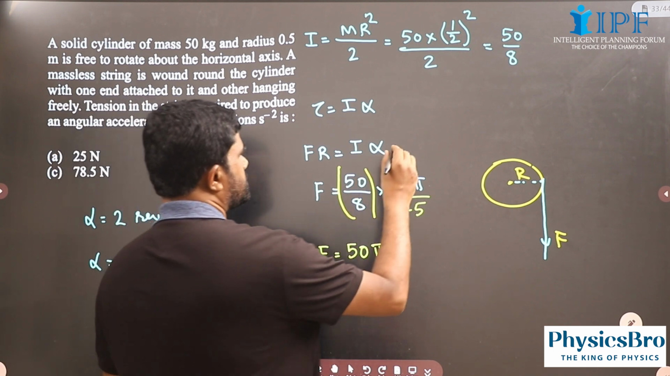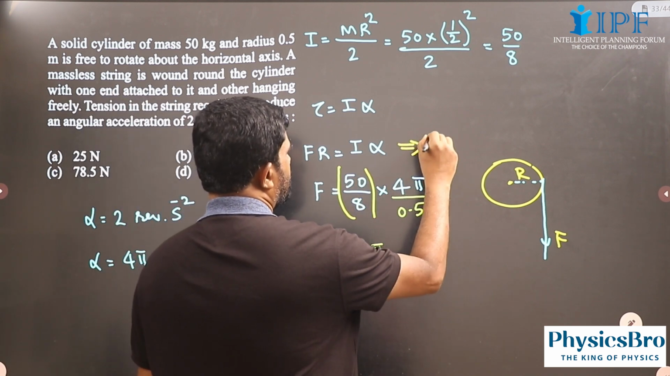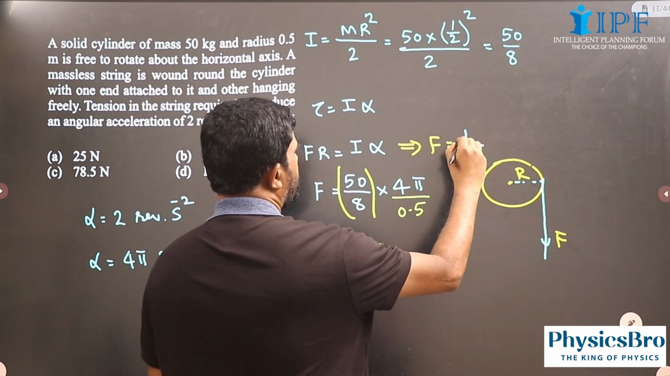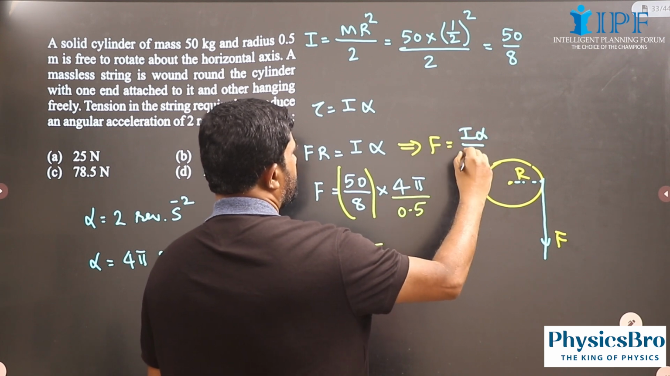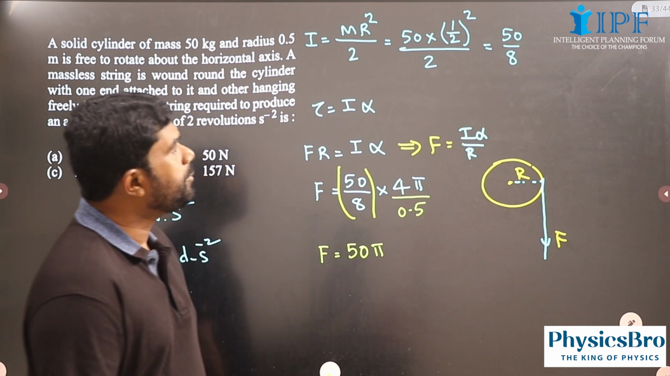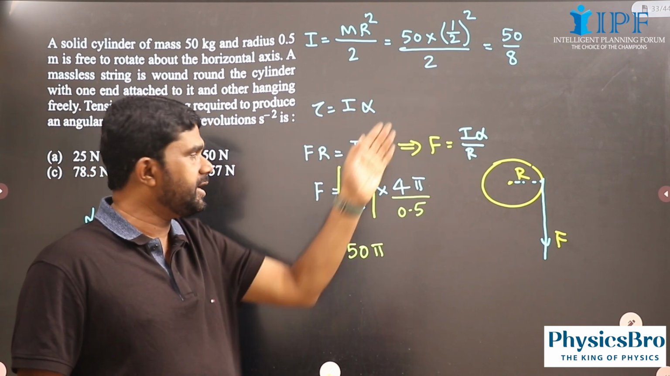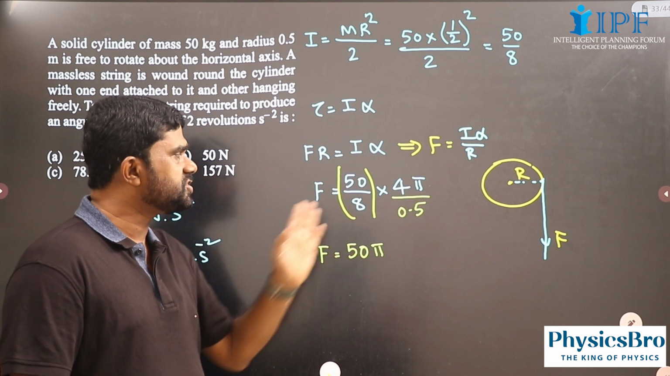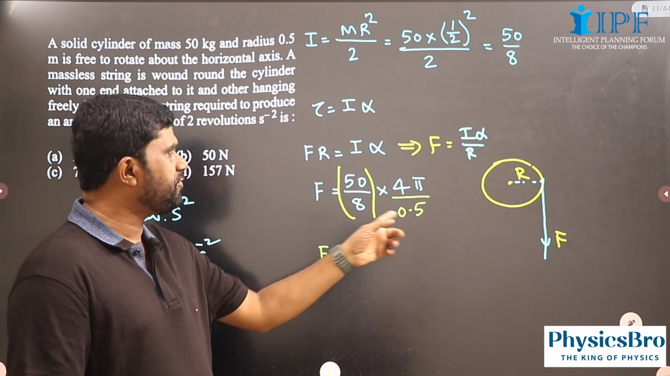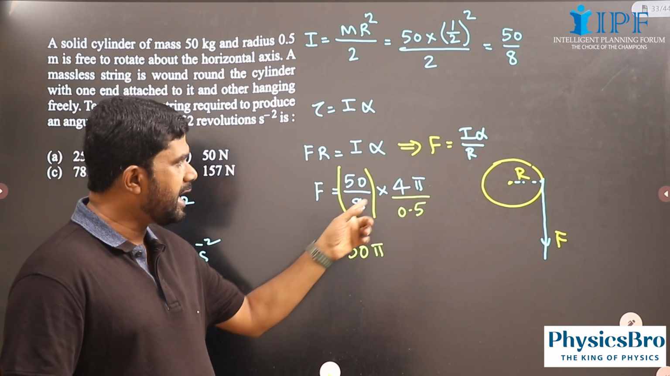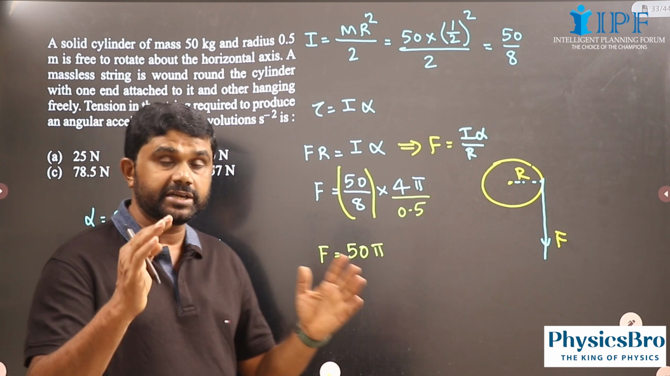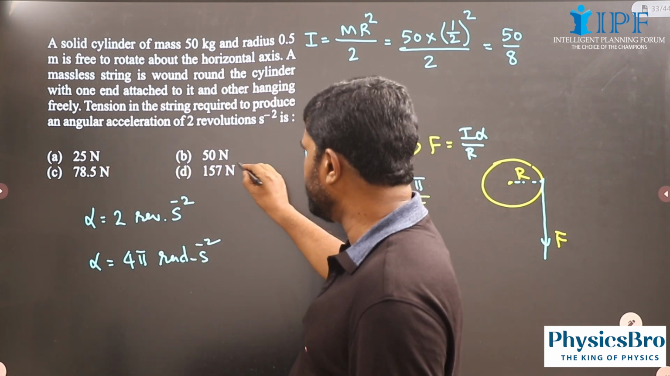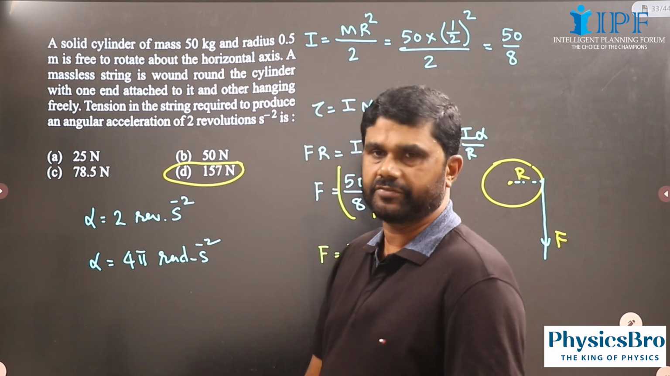So this implies force will be I alpha divided by R. See, the moment of inertia we have 50 by 8, and alpha we have got 4 pi, and radius is 0.5. This 0.5 into 8 will be 4, and this 4 can be cancelled, it will be ultimately 50 pi. So 50 pi means it will be 157.